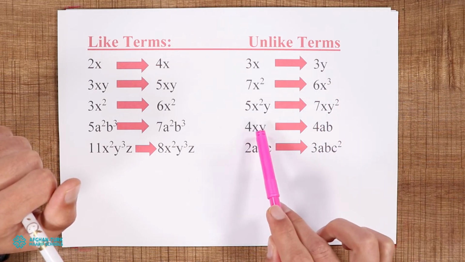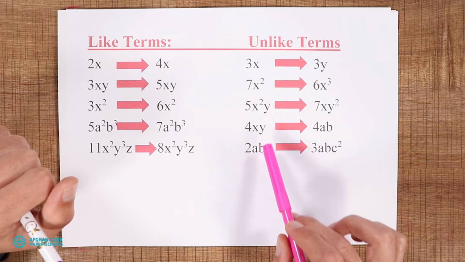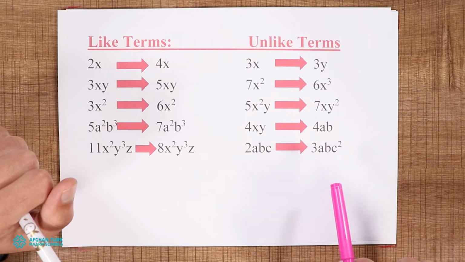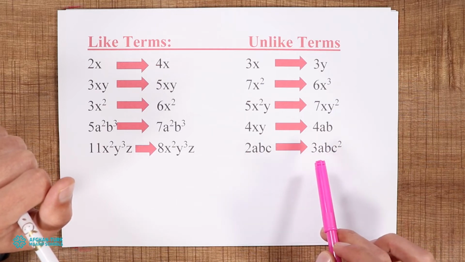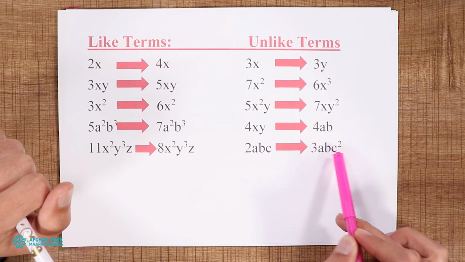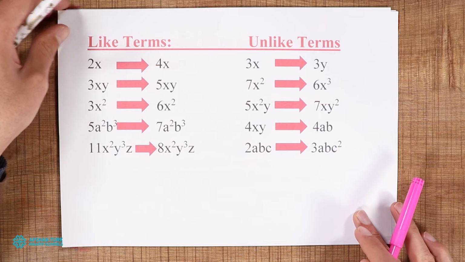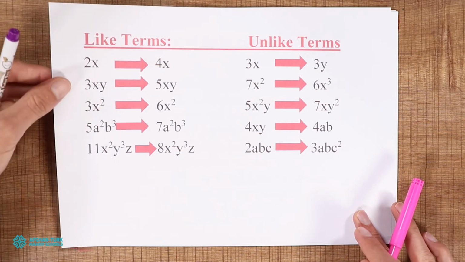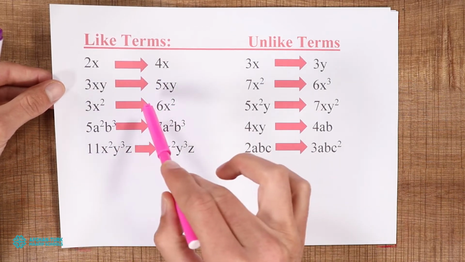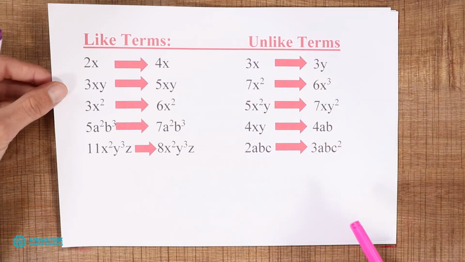Here also xy and ab are definitely not like terms. And in the last example we have abc and here we have abc squared. They are also not like terms because here we have 2 as the power of c, but here 1 as the power of c. So these are some examples of like terms and unlike terms. If you have these kinds of terms, you can add or subtract them. But if you have terms like these, you cannot add or subtract them.